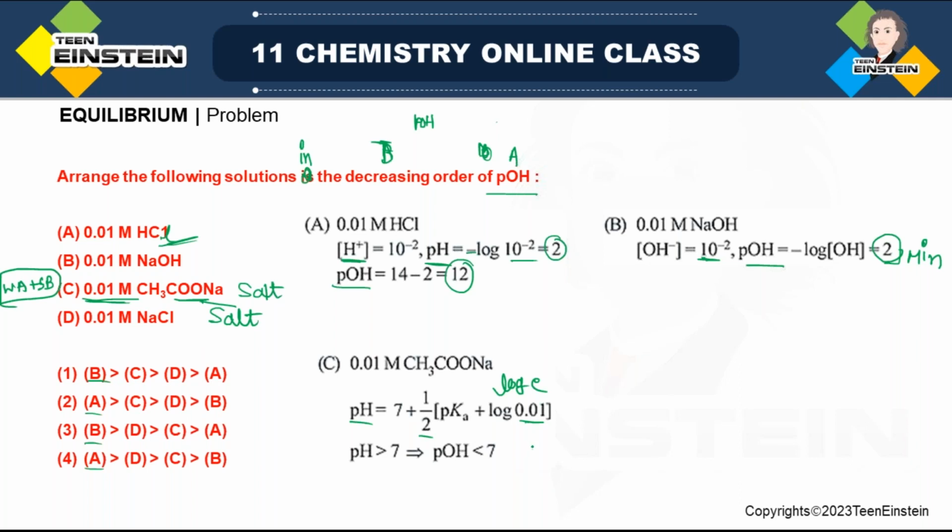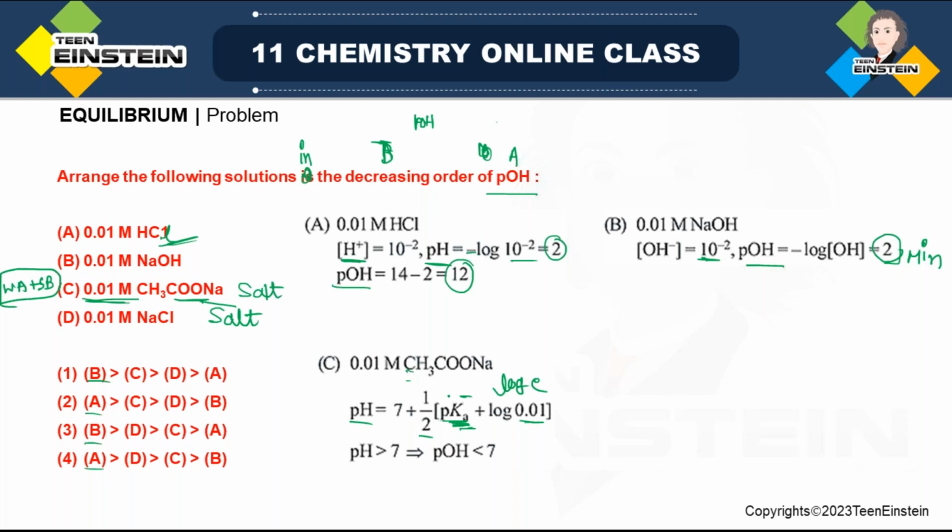It is the concentration of the salt, which is 0.01. So put here half pKa, even if pKa of acetic acid is not given, you can understand the pKa value will be something positive. And log 0.01, it is 10 to the power minus 2, so this value is something minus 2. But obviously the pKa value will be greater than 2.